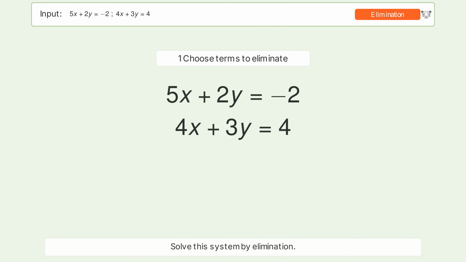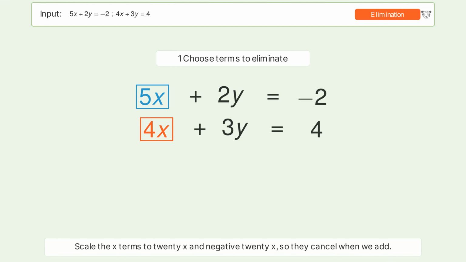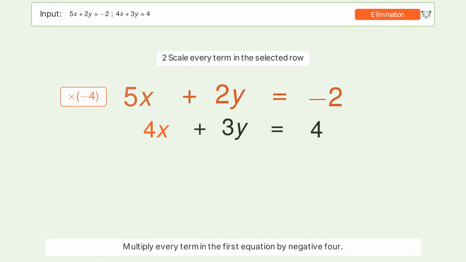Solve this system by elimination. Scale the x terms to 20x and negative 20x, so they cancel when we add. Multiply every term in the first equation by negative 4.